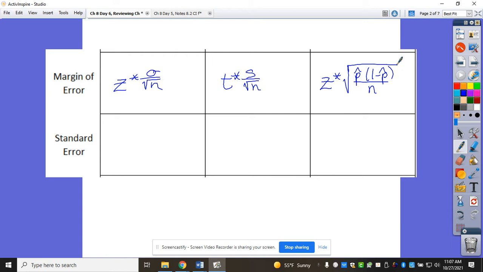What does standard error mean? Isn't that using it, but without the z and t? It's without using the z or t part, but also when you use a statistic to estimate a parameter. So I'm going to start backwards here. I'm taking out the critical value. In this part of the equation, have I used a statistic to estimate a parameter? I've used p hat to estimate p. So the standard error is the square root of p hat times 1 minus p hat over n.